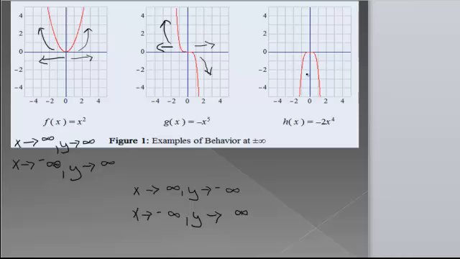Okay, look at this last example. This is your negative 2x to the 4th function. As x is getting bigger, what is y doing? Y is getting smaller. So as x approaches infinity, y approaches negative infinity. And as x approaches negative infinity, what does y do? As x is getting smaller, y is also getting smaller. So y is also approaching negative infinity.